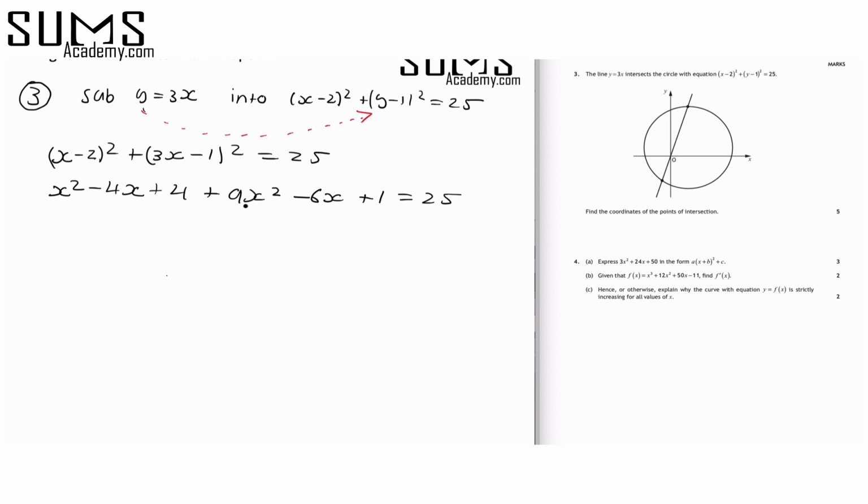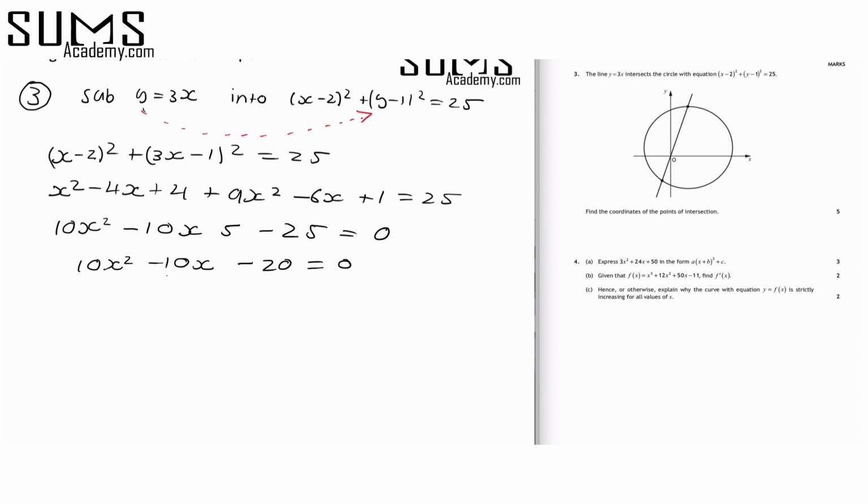So 9x squared plus x squared equals 10x squared. You have minus 4x and minus 6x, that becomes minus 10x. And then you have 4 plus 1, which is 5. Then bring this 25 over, minus 25 equals 0. So this becomes 10x squared minus 10x minus 20 equals 0. So you can simplify this down.